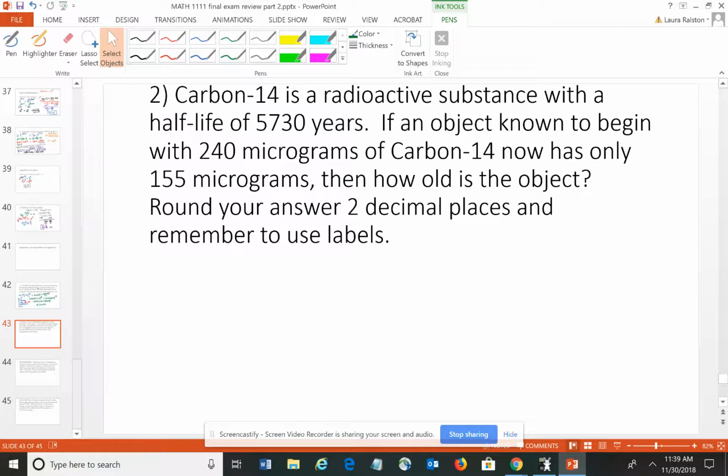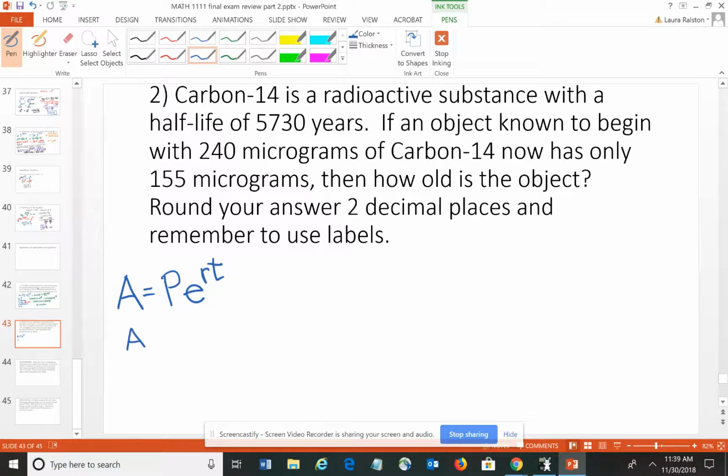The next question is a half-life or carbon dating problem. It says carbon-14 is a radioactive substance with a half-life of 5,730 years. If an object known to begin with 2,040 micrograms of carbon-14 now has only 155 micrograms, then how old is the object? Round your answer to 2 decimal places and remember to use labels. When we're dealing with half-life problems, we actually use the continuous compounding formula, which is A equals P times e to the rt.